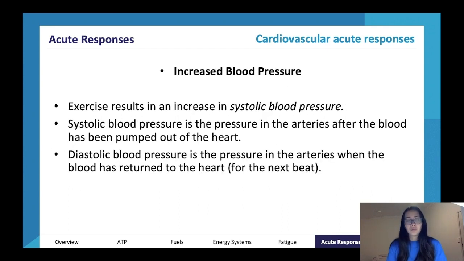Ultimately, increased blood pressure is useful as a cardiovascular acute response because it means more blood gets to the areas we need, therefore more oxygen gets to the areas we need. Therefore we've got increased reliance on the aerobic system as opposed to the anaerobic system, and less production of metabolic fatigue byproducts, such as the hydrogen ions associated with lactic acid, which lead to increased acidity in the muscles and cause fatigue. So once again, it's good to be producing more energy aerobically.